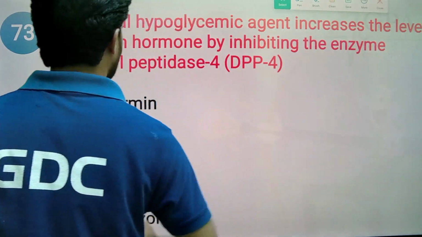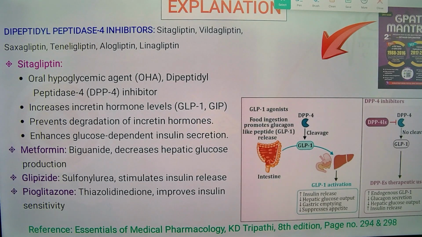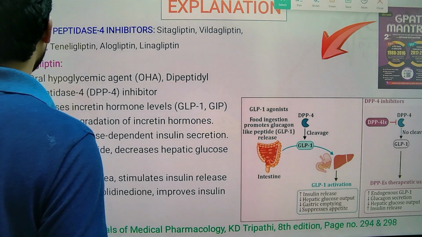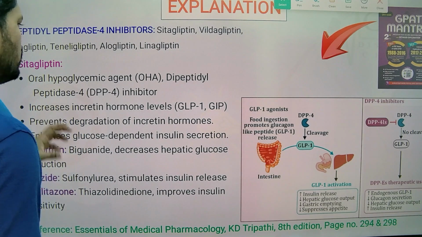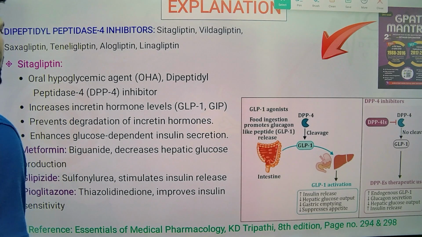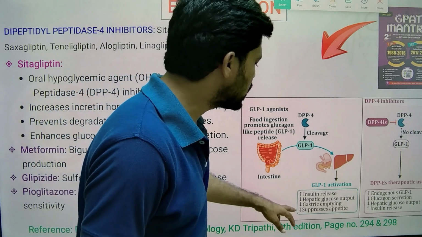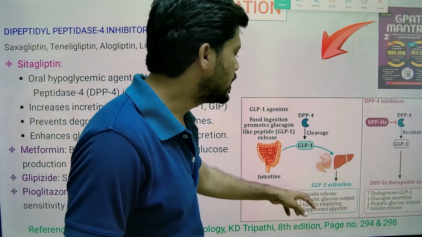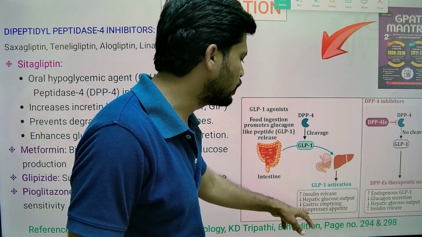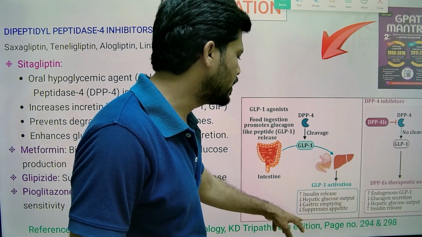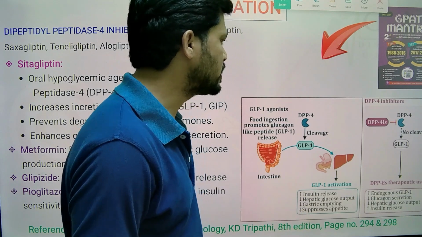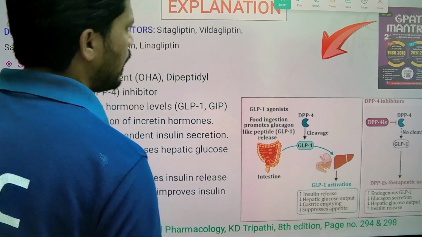The answer is sitagliptin. These are dipeptidyl peptidase 4 inhibitors. By inhibiting the DPP4 enzyme, they increase the incretin levels. When incretin levels increase, insulin release increases, glucose output from the liver decreases, gastric emptying decreases, and the appetite is suppressed.